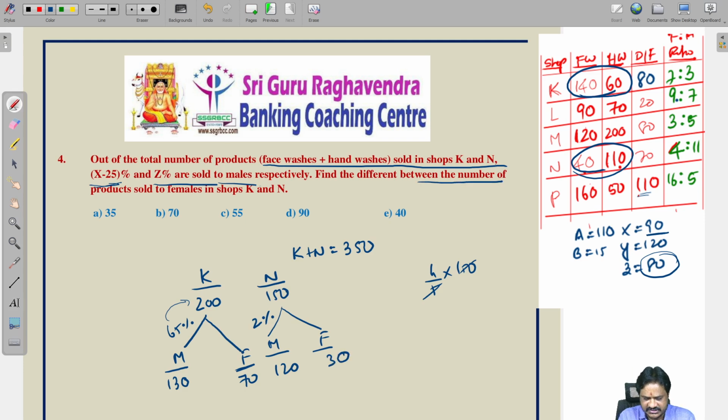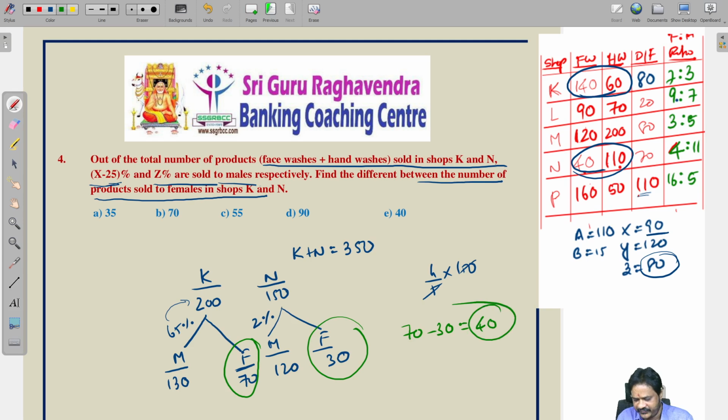Find the difference between the number of products sold to females in K and N. Females of K 70, females of N 30. You have to find the difference of these two numbers. 70 minus 30, that is nothing but 40. So this is the correct answer.